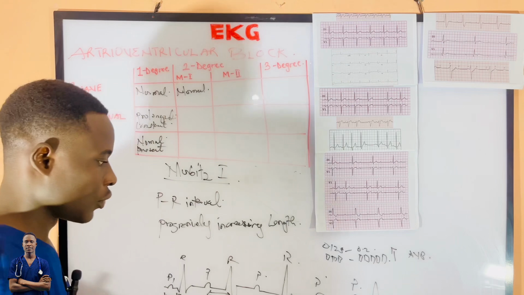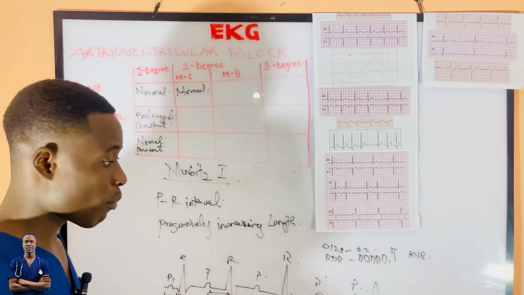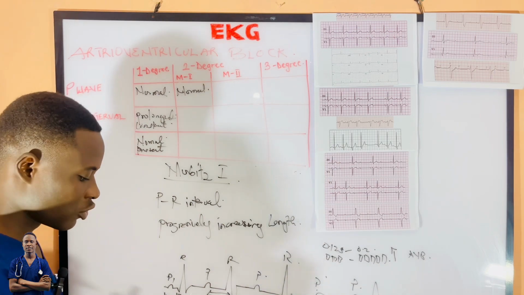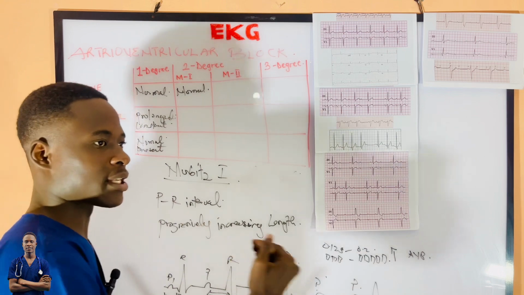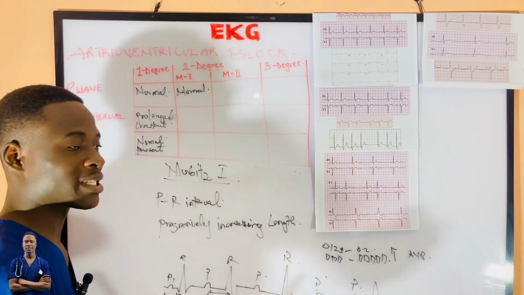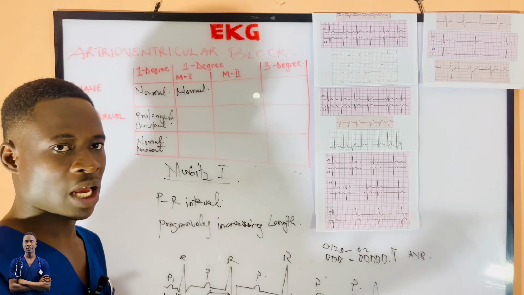That means we are not going to get a QRS complex for that part. So the time taken will be progressing until there will be a total block in beat of the ventricles. Are we clear with it?